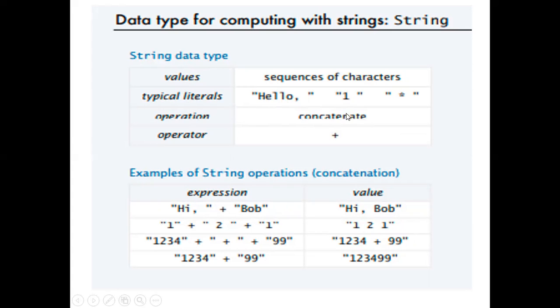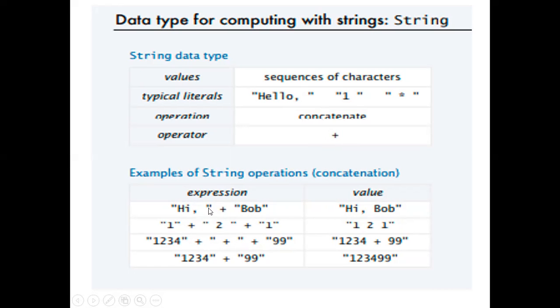But if I want to perform concatenation, what kind of operator am I going to use? Now, what is an operator? Plus, minus, divide, multiply, mod, these are all operators, and there are multiple operators. So when I'm performing concatenation, which kind of operator am I going to use? I'm going to use plus.